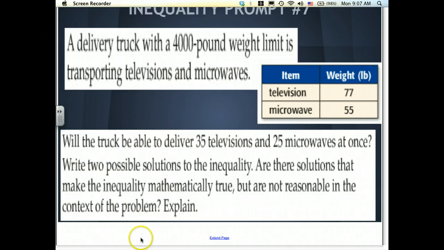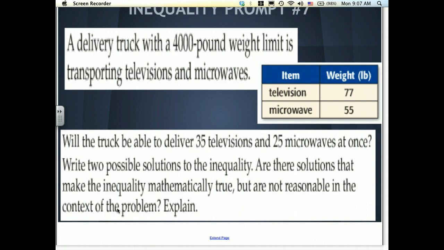Okay, so here we go. This is problem number 7, okay? Last time I gave you this problem, and I asked you, is it possible for this particular truck to carry this load of 35 TVs and 25 microwaves all at once? And what kind of information is given in this problem? We know for a fact that this delivery truck cannot carry anything over 4,000 pounds. That is its weight limit, 4,000 or less.